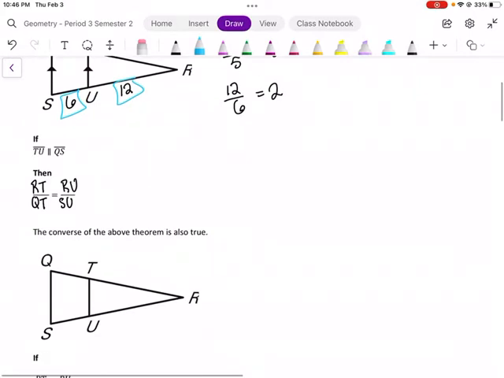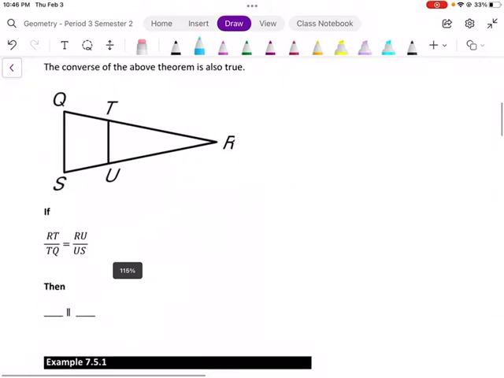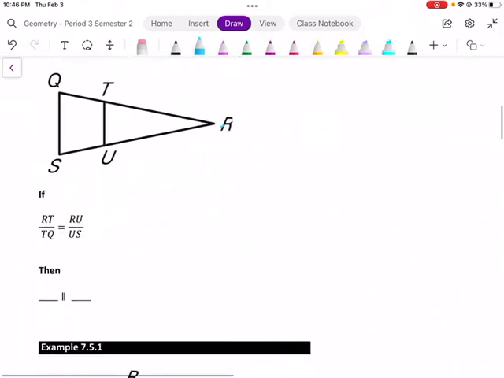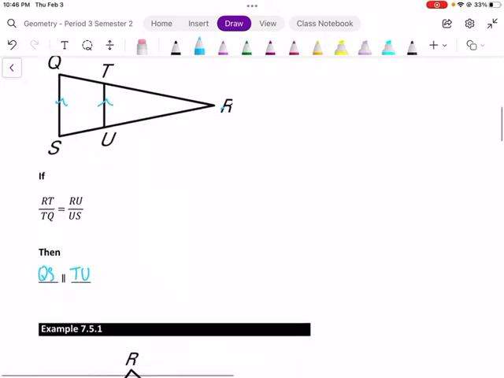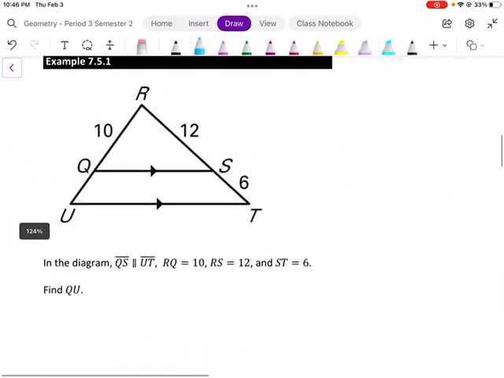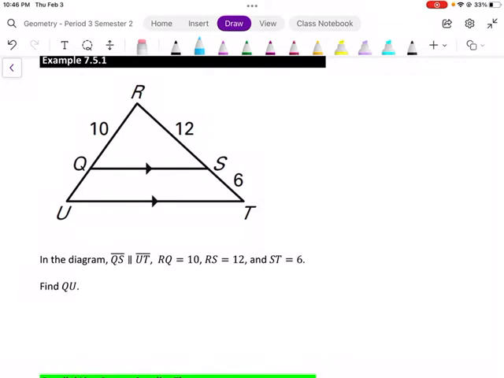The converse, or the opposite of that, is also true. So for example, if we were told that RT over TQ and RU over US were proportional, then we would know that QS is parallel to TU. So we would know that those were parallel to each other. Now we can use that information to solve for different values.